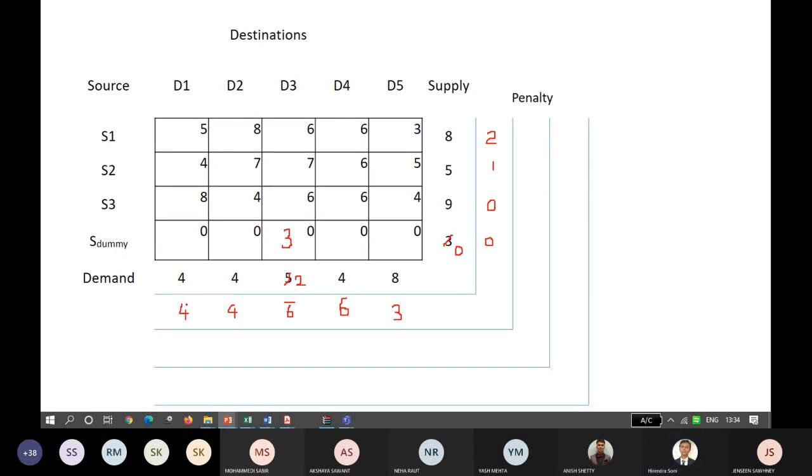So the penalties for this one will remain the same, 4. In this particular case, the penalty will become 6 and 6, so 0. Here the penalty would be 6. Here 3.